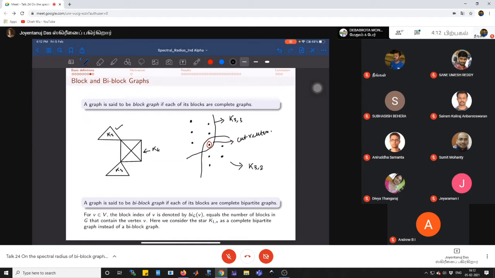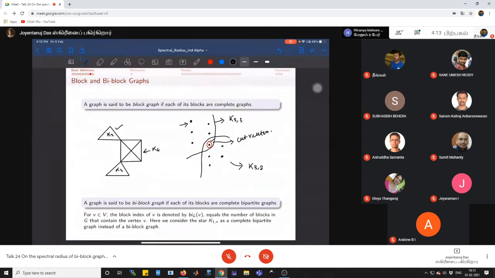So next we define what is a block index of a vertex. For a vertex v belonging to V, the block index of the vertex, denoted by dig of v, equals the number of blocks in which the vertex v is there. So for example, if I consider this vertex, it is only in one block, so its block index will be 1. But if I consider this third vertex, it is shared by 2 blocks, so its block index will be 2. So this is one definition.